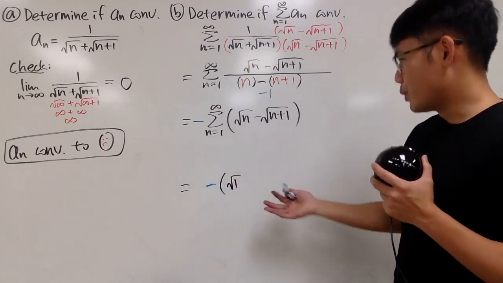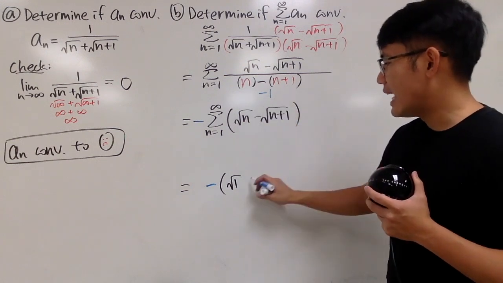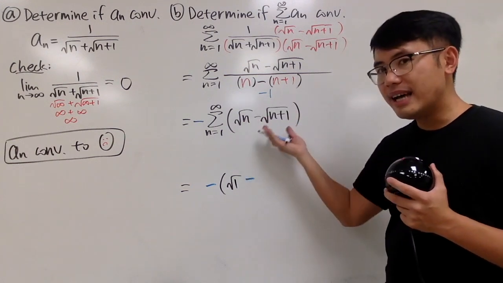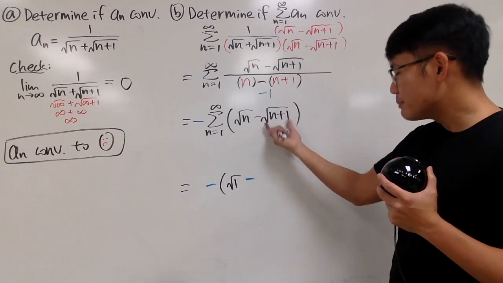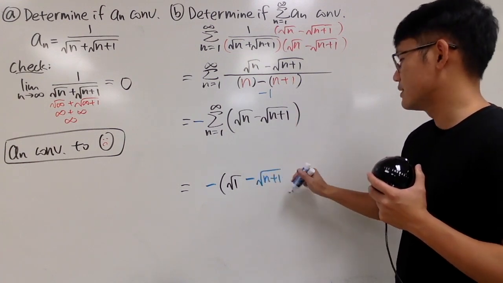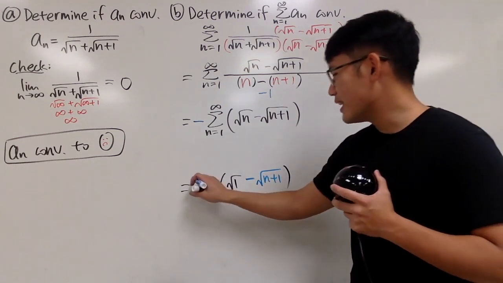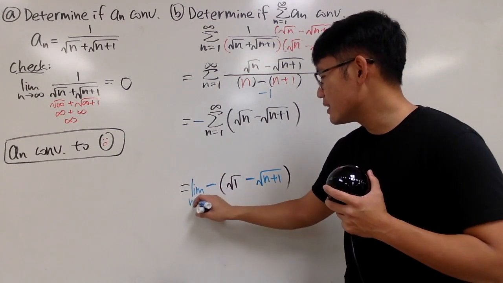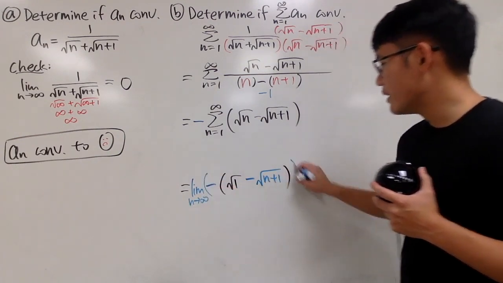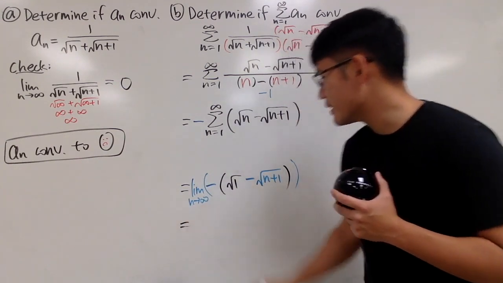And then you're pretty much done. But don't forget, you also have to write this down, and that's the nth term, and you have to subtract this part, which is the square root of n plus 1, like this, right? That's it. And you'll just take the limit as n goes to infinity of this guy.